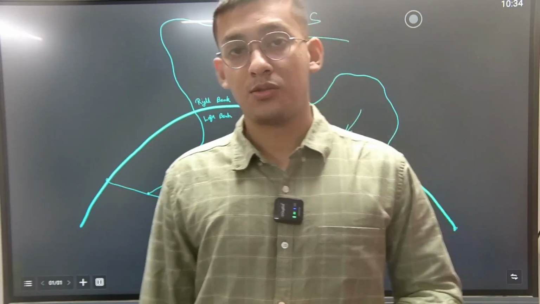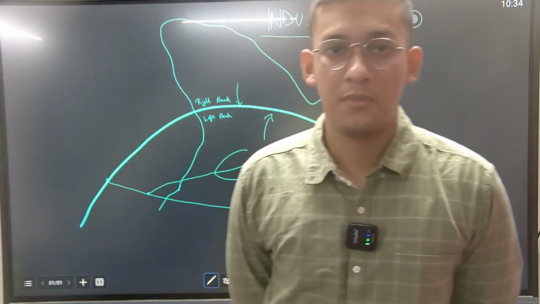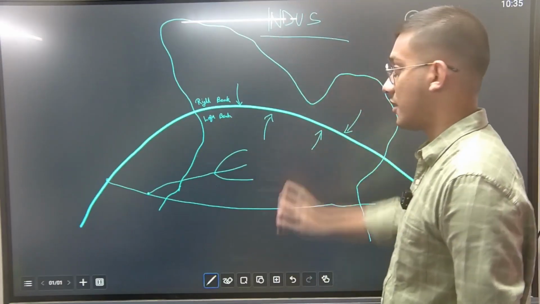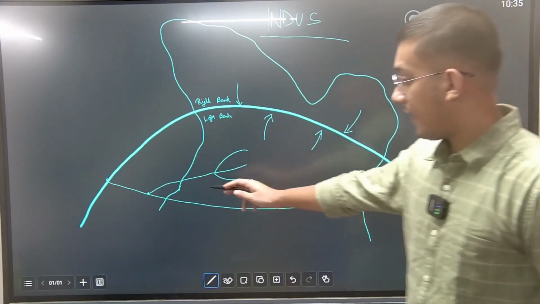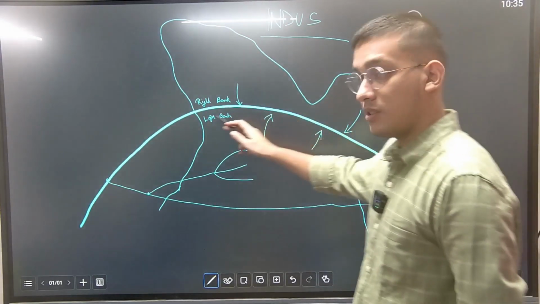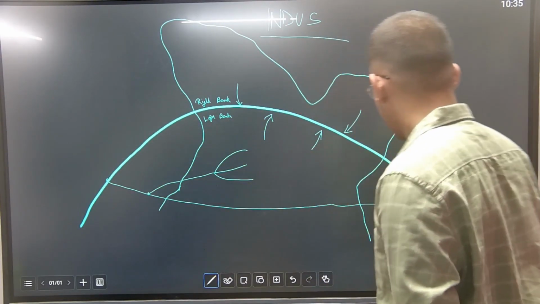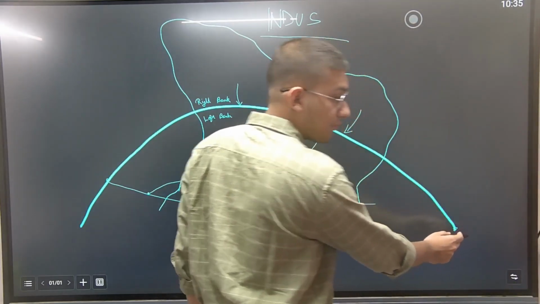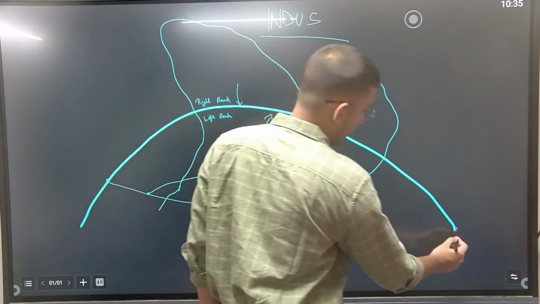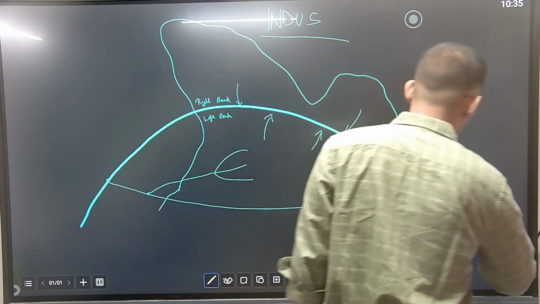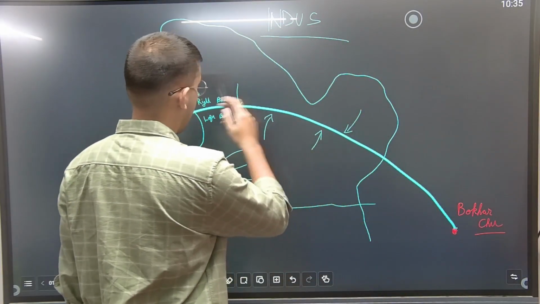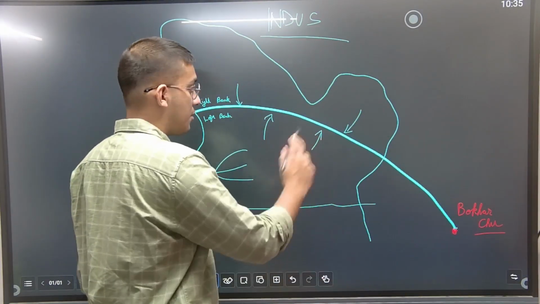Good morning, class. Today we are going to continue with the drainage system, and we'll start with the Himalayan rivers, starting with the Indus River system. Taking this as the head of India, the main river will be the Indus River. It starts here at Bokharchu. Flowing, it has a left bank and a right bank. Its right bank tributaries would be Shyok.